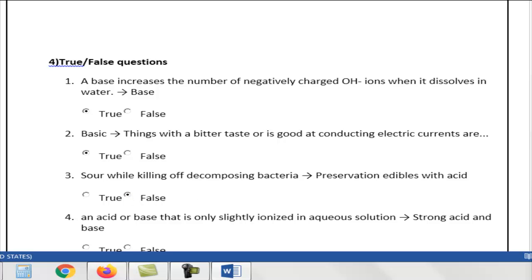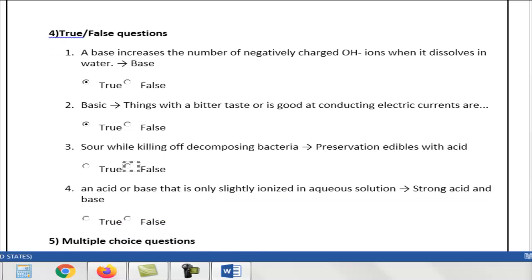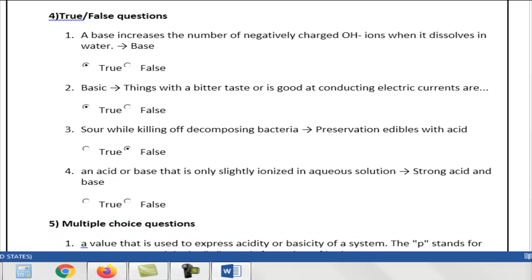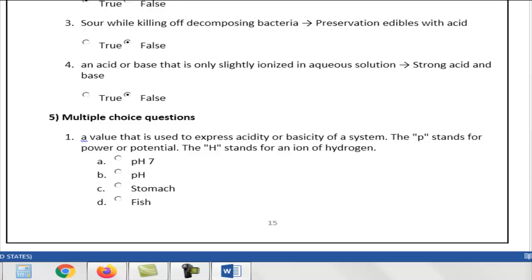Number four, an acid or base that is only slightly ionized in a solution is a strong acid and base? No, weak acid and base, so it will be false. Number five, MCQ question. Number one, a value that is used to express the acidity or basicity of a system is pH, so it will be pH.